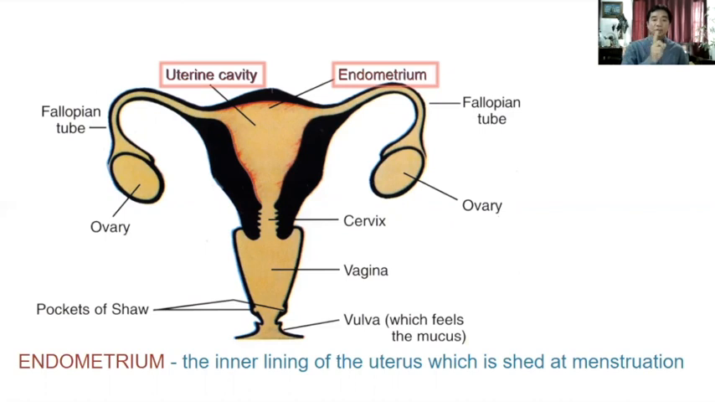So that is the function of the endometrium. Siya ay nag-proliferate for implantation, pero kung walang pregnancy, it will be dislodged, it will be shed, and that will be what we call menstrual bleeding.